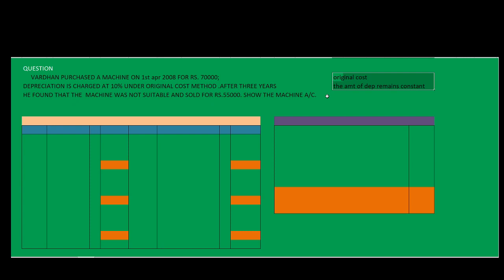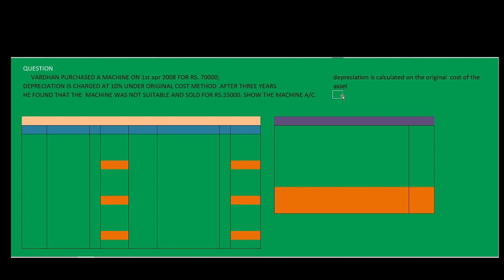Now in this method, the main points to remember are: first, depreciation is calculated on the original cost of the asset. Okay, it will be calculated on the original cost of the asset every time. Now the second point to remember is very easy.